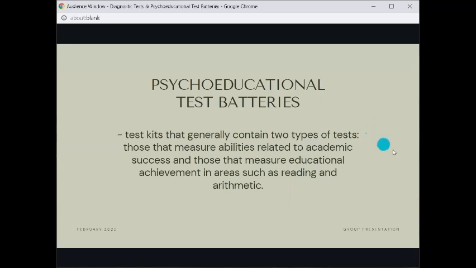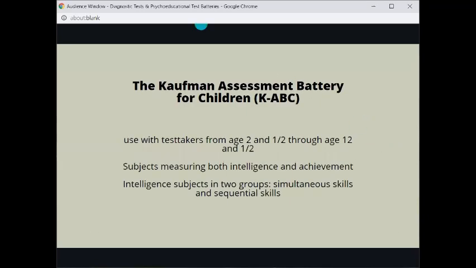Lee. Thank you. Developed by a husband and wife team of psychologists, the Kaufman Assessment Battery for Children, or the KABC, was designed for use with test takers from age 2.5 through age 12.5. Subtests measuring both intelligence and achievement are included. The KABC intelligence subtests are divided into two groups, namely simultaneous skills and sequential skills, reflecting the two kinds of information processing skills identified by Luria and his students. Next, please.